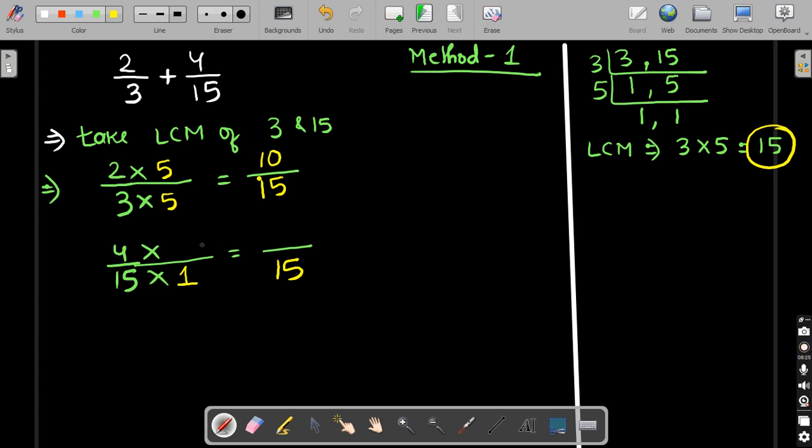After that, 4 into 1, the denominator I got here is 1, so I will write 1 here also. 4 into 1 is 4. Up to here, are you able to understand? Now these two fractions I got. Correct, student? Now what will I do? I will add these two fractions.